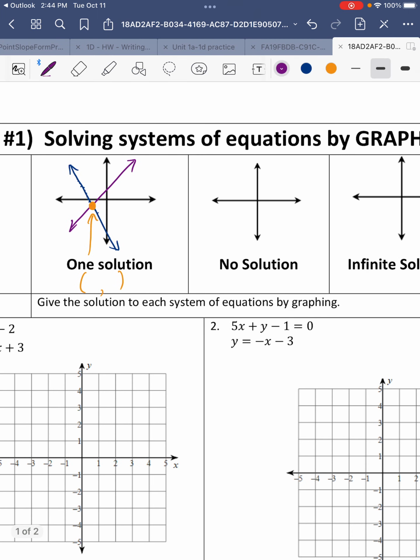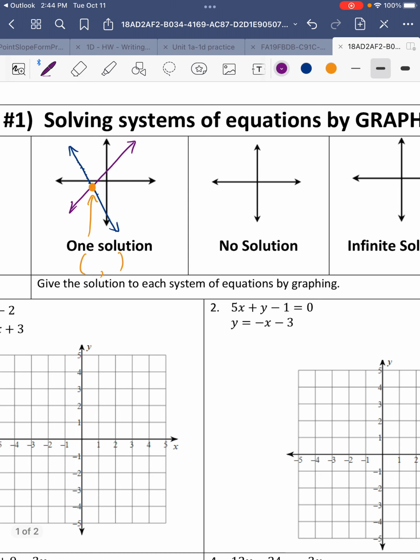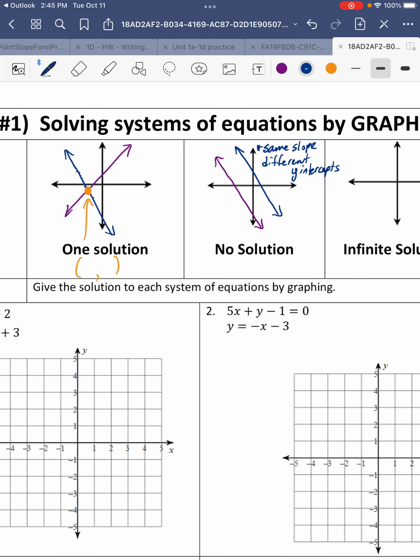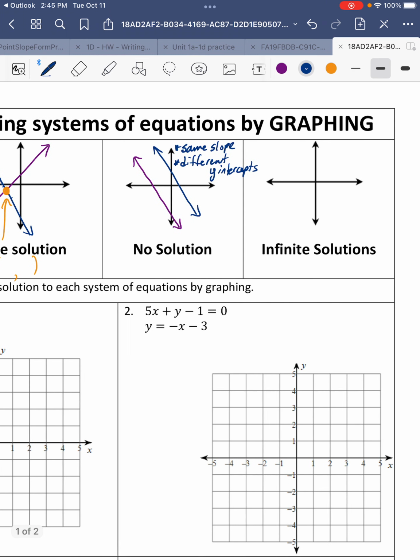Now to have no solution, we would have something like a line, very similar to the first, but our second line would actually be parallel. They will never intersect. If you're looking at the equation, they're going to have the same slope, but different y-intercepts. So those are the two things. They're going to have the same slope, but different y-intercepts when you're looking at the equation. That'd be a no solution because they never intersect.